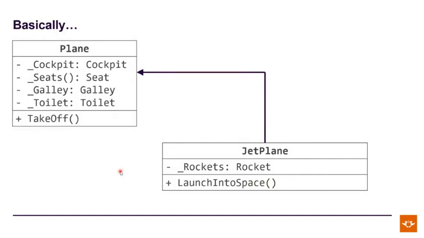Okay, so everyone agrees a jet plane is a plane. So a jet plane will have cockpits, it's going to have seats, it's going to have a gallery, and it's going to have a toilet, correct? Because that's what inheritance is. A jet plane is a plane, so it inherits all of this functionality plus this. Okay, inheritance is ability for us to say that this class is another class. It inherits its functionality, its qualities, and can add to it.